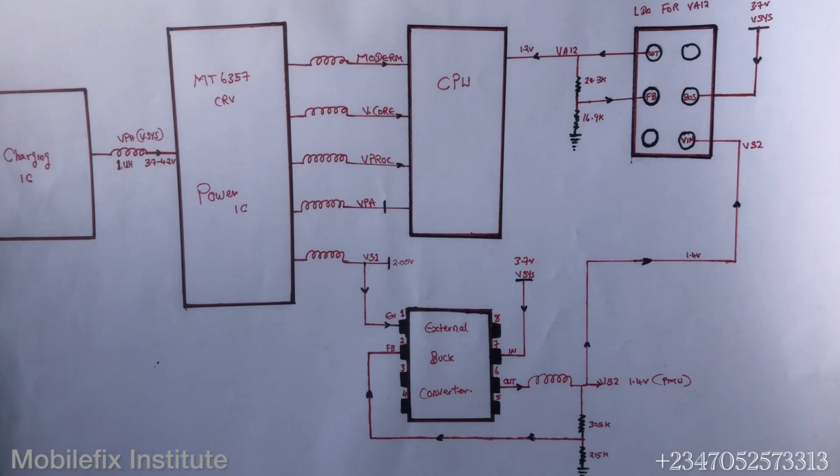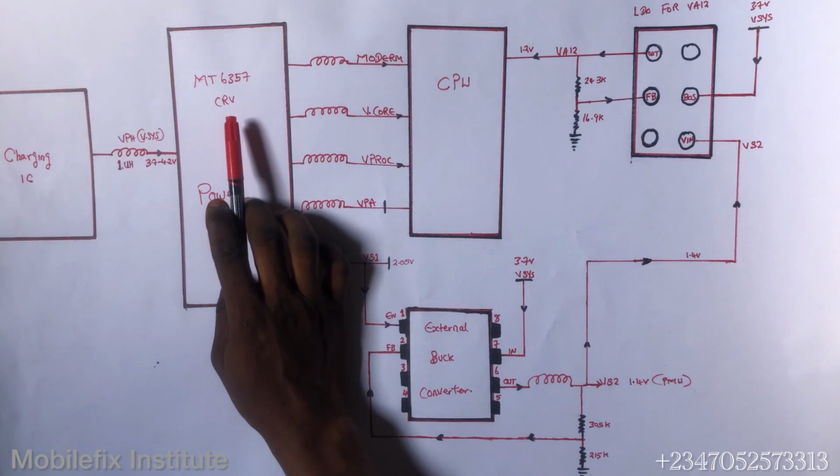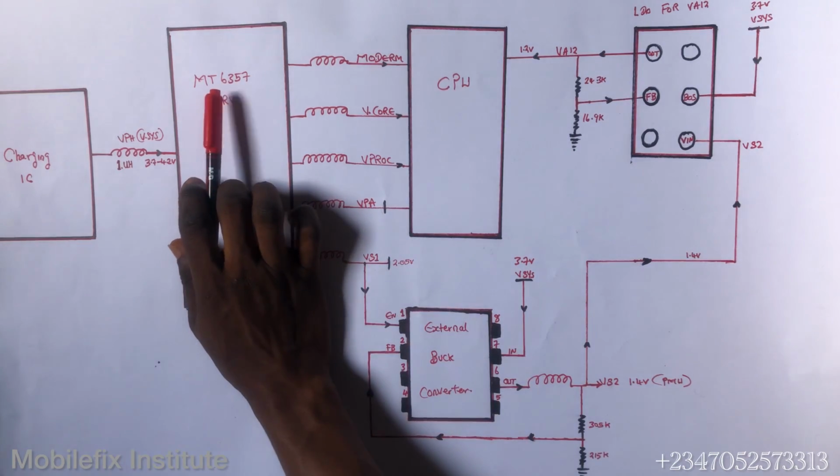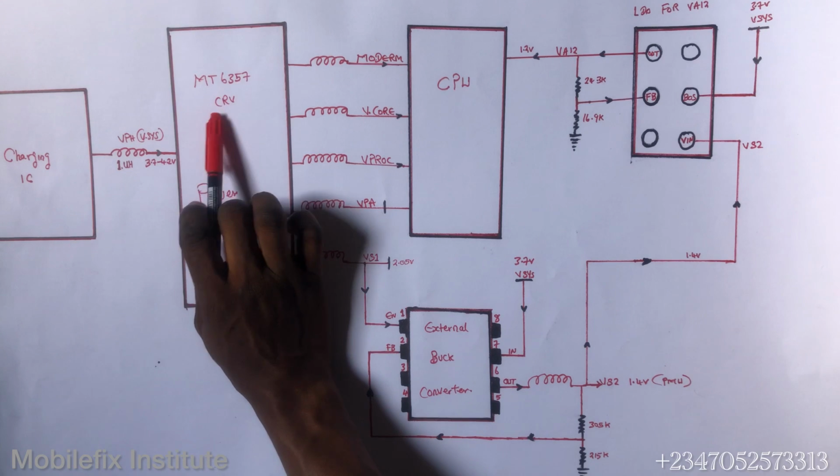Hello everyone. Today we have a circuit here to study. It's one of the boot sequence in MediaTek IC MT6357 CRV. Okay, we have two types of this kind of IC, MT6357 CRV.